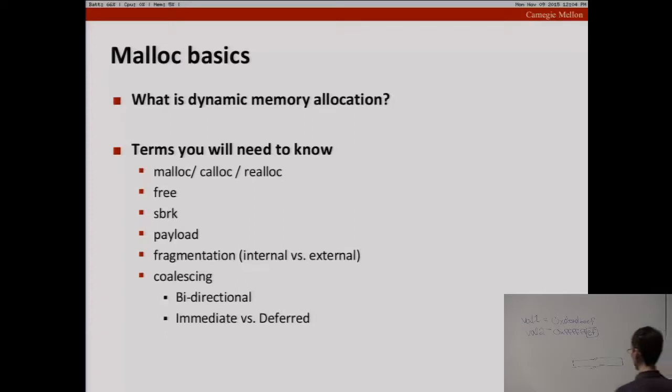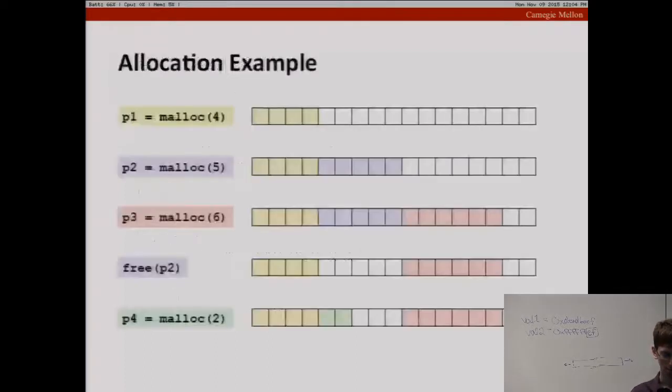You want things to be able to look on either side of them to know if they can coalesce. Also, you need to think about when you want to do coalescing. Do you want to do it all the time right away, so when you free, you coalesce if you can? Or do you wait until someone tries to allocate memory, and then you check and coalesce if you need to? That's a design decision you get to make.